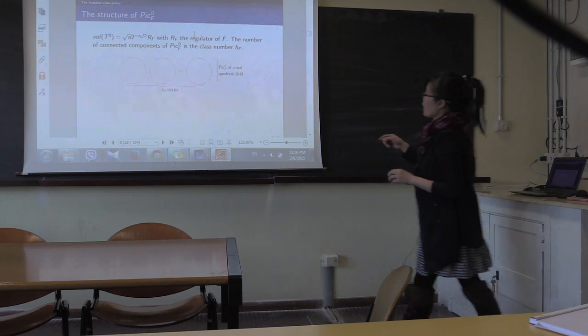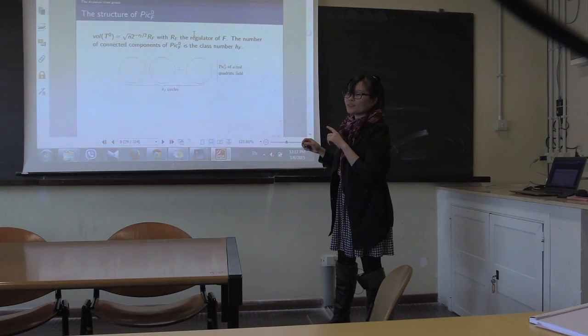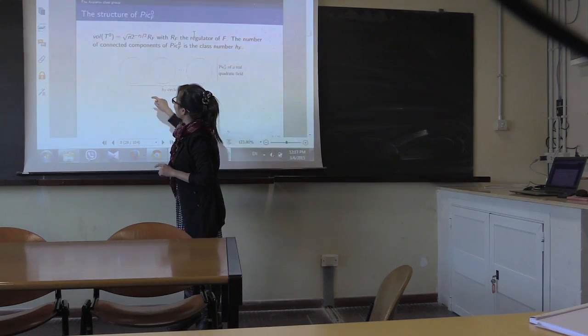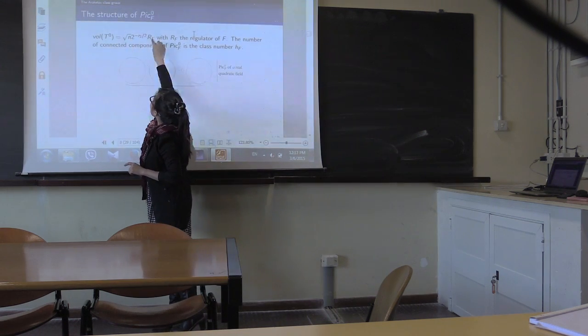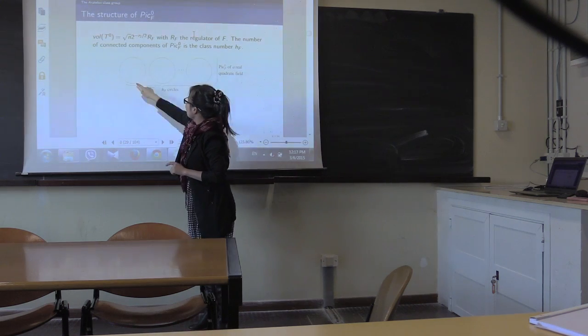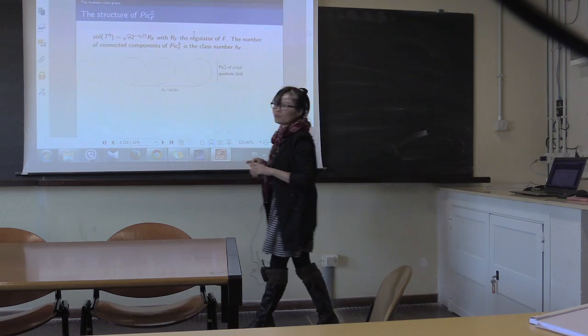For example, in the case of a real quadratic field, T⁰ has dimension 1, so it is a circle. And this is T⁰, and the circumference of T⁰ here is the square root of 2 multiplied by the regulator of the number field. And the number of circles, or connected components, here is the class number of the number field.